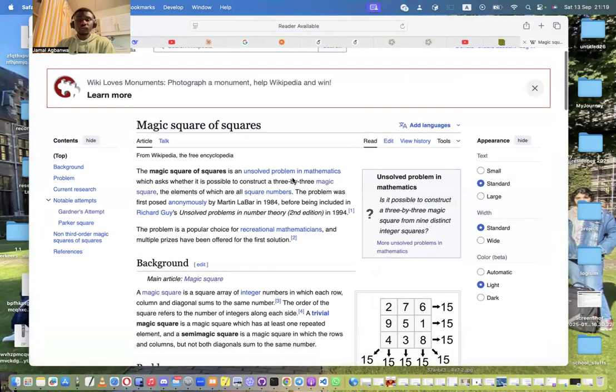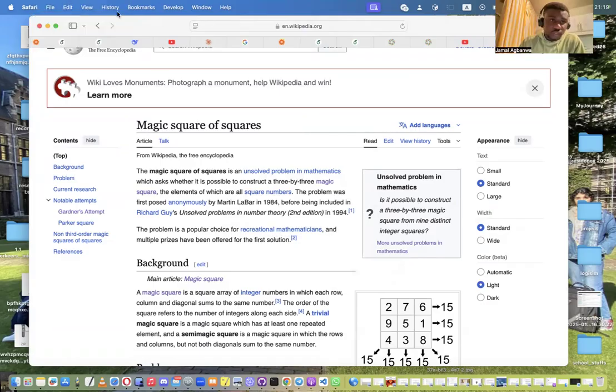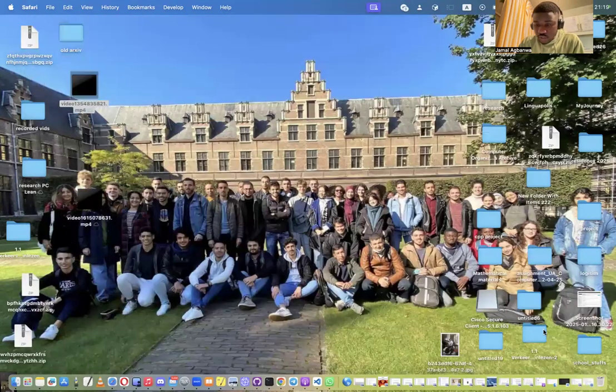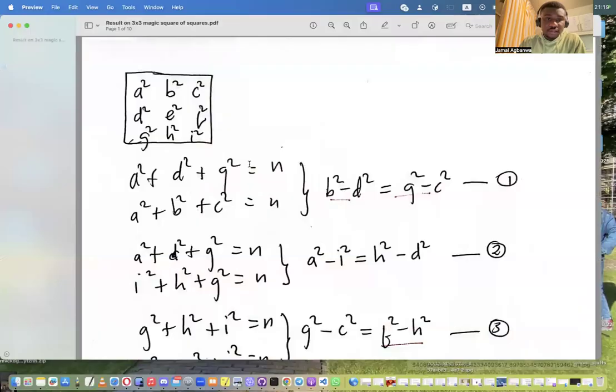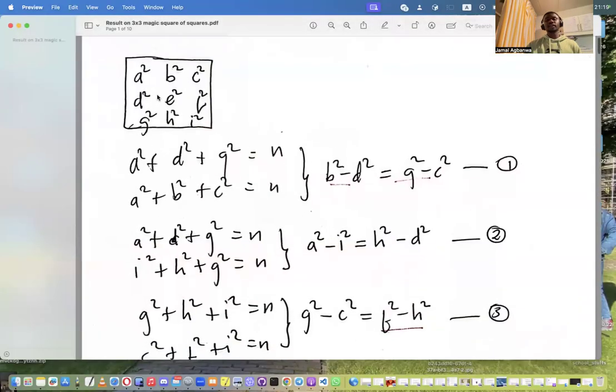So this Wikipedia page is just a brief bit of reading. It's an unsolved problem to construct a 3 by 3 magic square of squares from nine distinct integer squares. When you look at this definition parallel to my result over here, you'd find that this is basically what they're describing. This is my handwritten work: a grid with nine different sides, nine different unknowns to be solved for.